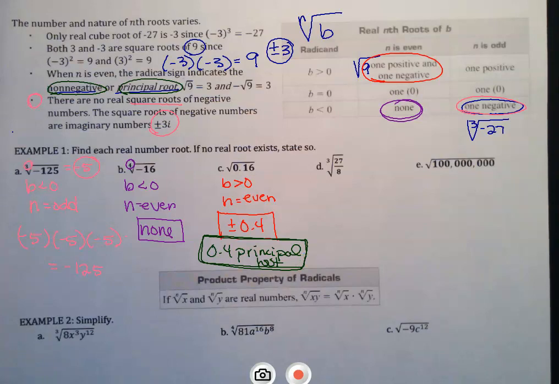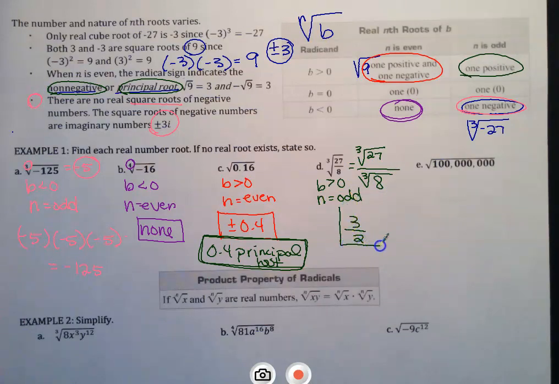What's your B for D, the 27/8? Okay, B is greater than 0, and our N is odd. So for greater than 0 and odd, we should have one positive. So this one we have to break down to the cube root of 27 and the cube root of 8. So I heard it was 3 and 2. Good.